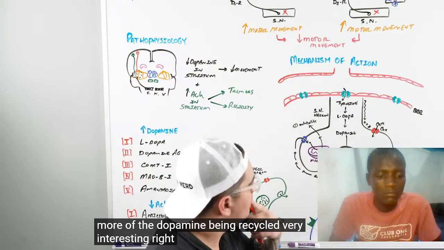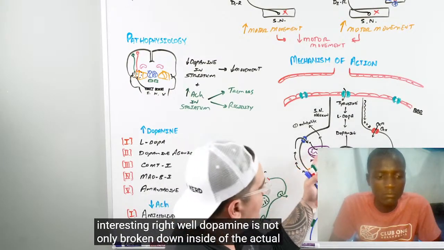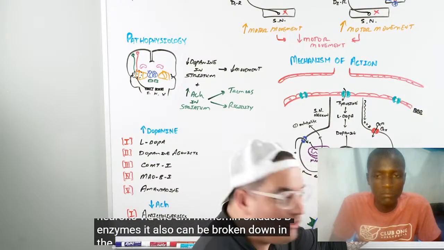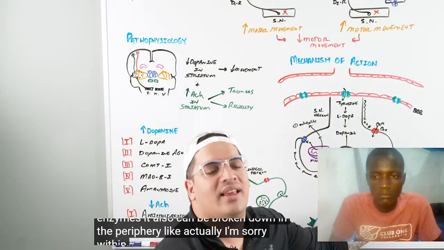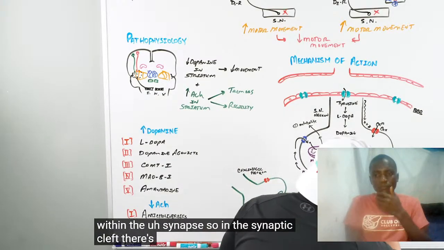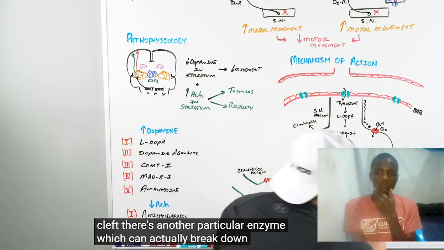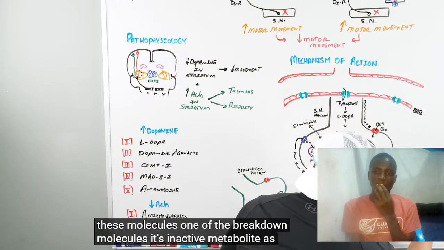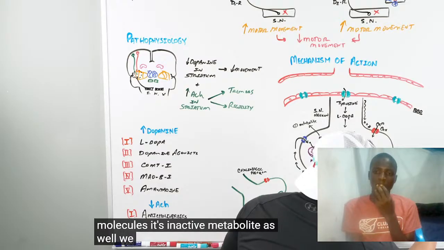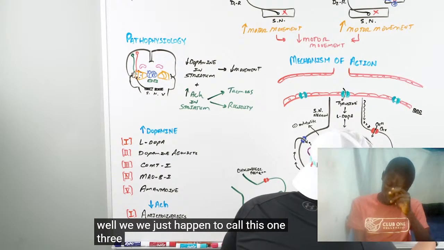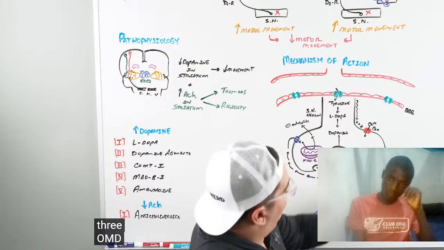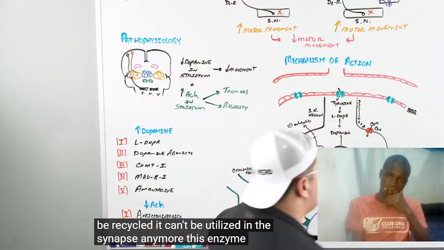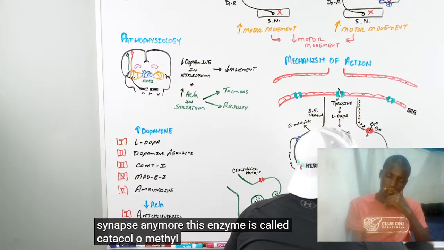Very interesting, right? Well, dopamine is not only broken down inside of the actual neurons via the monoamine oxidase B enzymes, it also can be broken down in the periphery, within the synapse. So in the synaptic cleft, there's another particular enzyme which can actually break down the dopamine into like these molecules. One of the breakdown molecules is inactive metabolite as well. We just happen to call this one 3-OMD. And this enzyme here, which breaks down the dopamine so it actually can't be recycled, it can't be utilized in the synapse anymore, this enzyme is called catechol O-methyltransferase.